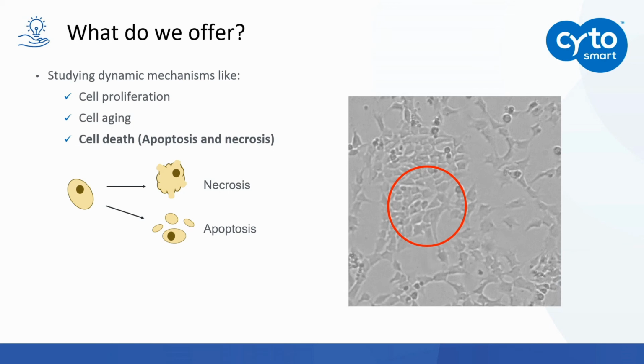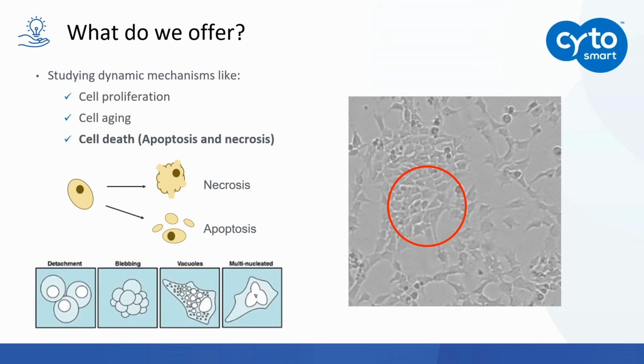And eventually they are also taught how they can identify apoptosis and necrosis, for example by detachment of cells, by forming of blebs, but also vacuole formation or multinucleation. And what you can see with the Lux2, which I'm going to show in the video on the right of the screen within the red circle, is that you first see a cell detaching from the surface and eventually these blebs are formed.